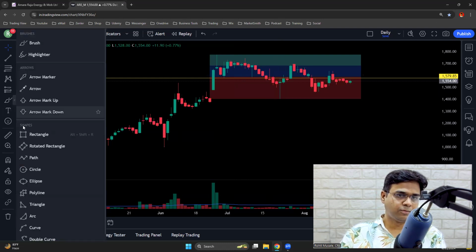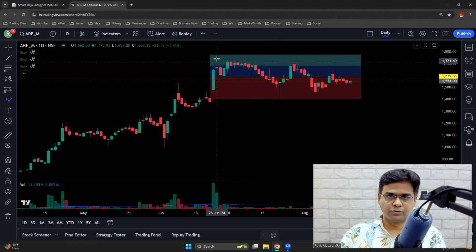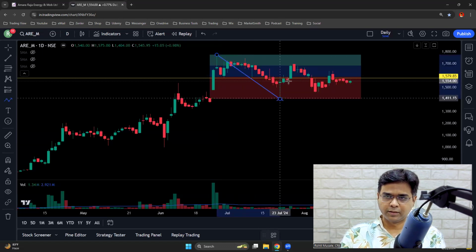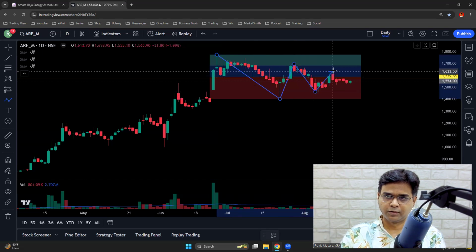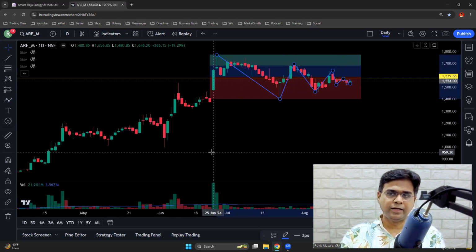Then if I draw the base for you, so see this is point 1, that's point 2, that's point 3, 4, 5, 6, 7, and 8. So I need minimum 4 points in the base, which is 2 contractions, but this base is giving me 8 points in the base, which is twice my requirement, which is fantastic.